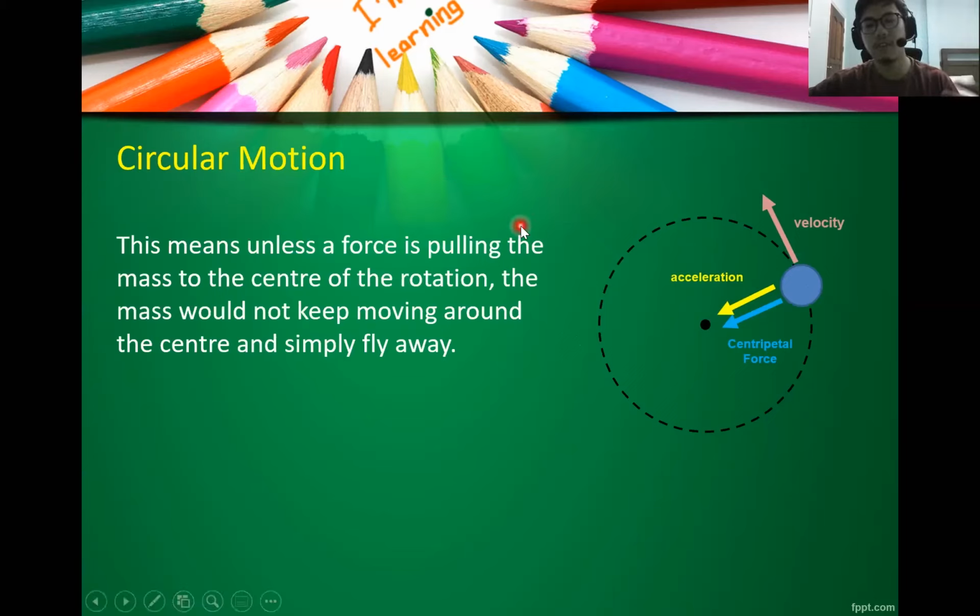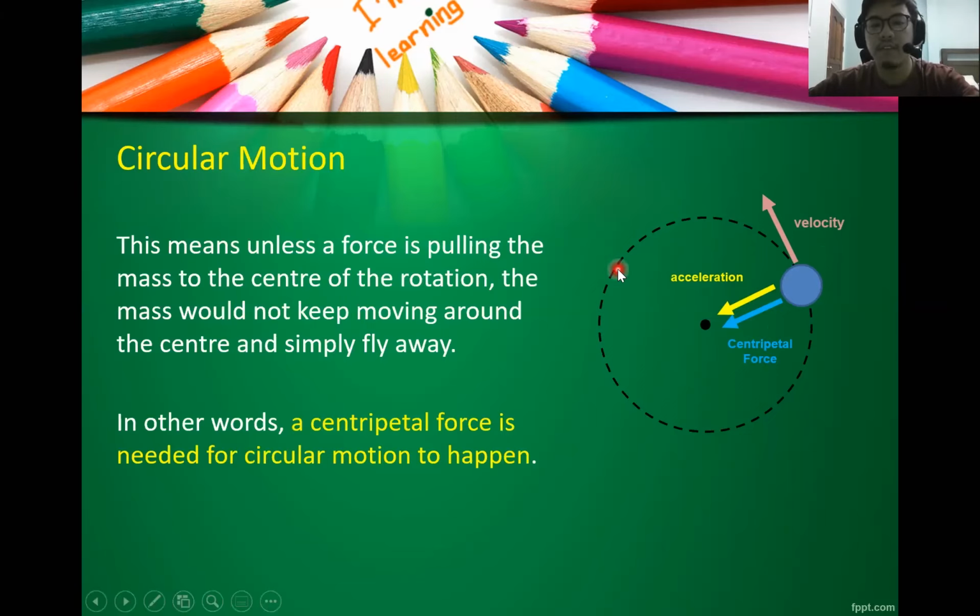So if there is no force pointing towards the center, in other words, if there is no centripetal force, the object will no longer continue moving around in circles. So it flies off in the direction of the velocity. So in order to have circular motion, the object needs a centripetal force, a force that is pointing towards the center. So that's the second paragraph here. In other words, a centripetal force is needed for circular motion to happen.